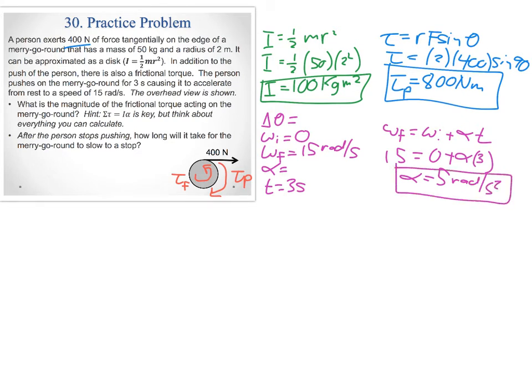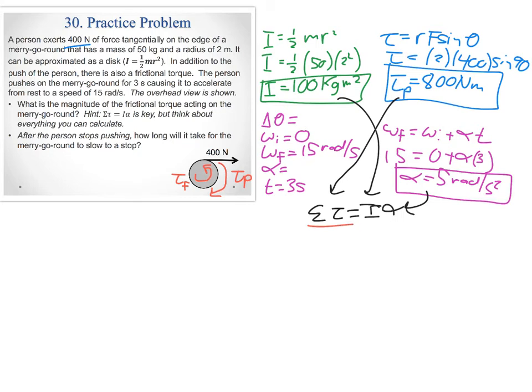Now that I have all of that basic stuff, I'm going to use the equation that brings everything together: the sum of the torques equals I alpha. So I can take the I that I solved for, the alpha that I just solved for, and one of those torques I just solved for, and bring it all together. The key, just like with F equals ma, is setting up that left side.